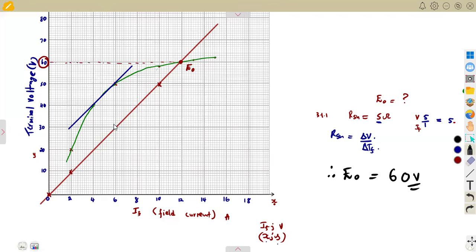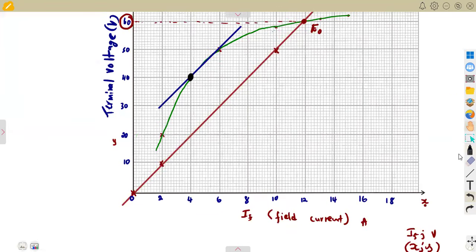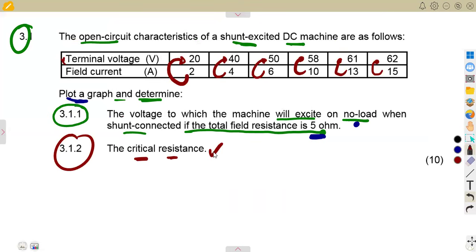So this is how you find the critical resistance, at the point of tangent. This is our point of tangent. At the point of tangent, this point here, what are you calculating? Let me go back to you. This is resistance. How are you calculating the resistance? The change in the voltage over the change in current, voltage over current. So meaning to say, I need the voltage and the current.